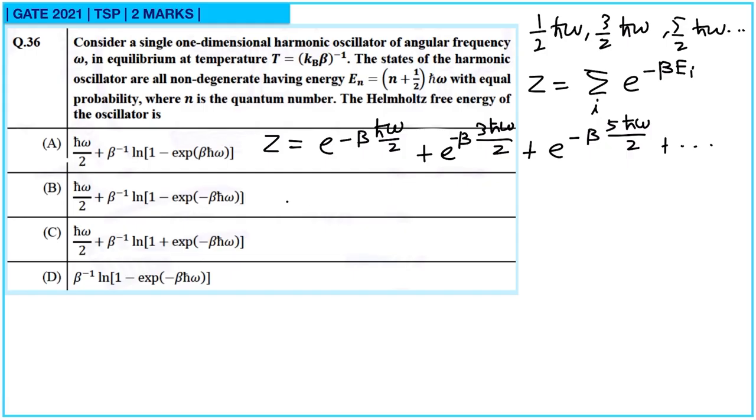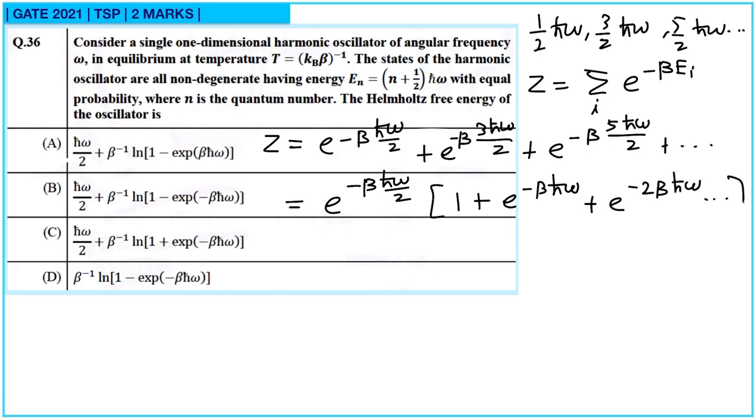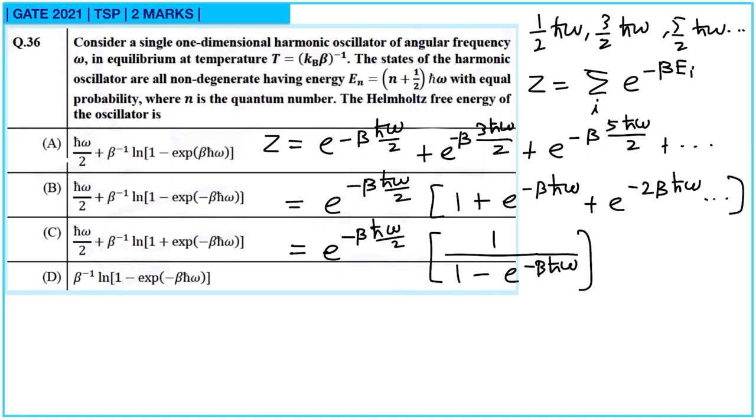Here we can take e raised to minus beta h cut omega by 2 common, so in the bracket we have 1 plus e raised to minus beta h cut omega plus e raised to minus 2 beta h cut omega and so on, and this is a geometric series and we are taking the summation up to infinity. So e raised to minus beta h cut omega by 2 times first term upon 1 minus r, where r is the common ratio, and here the common ratio is e raised to minus beta h cut omega. So this is Z, the partition function.